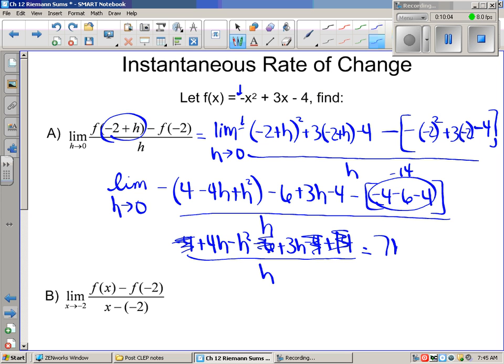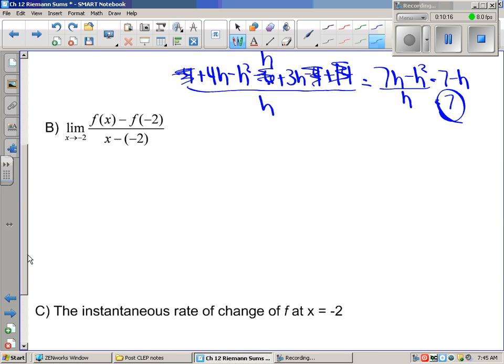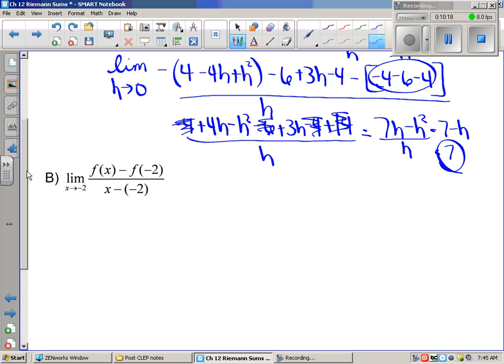So I have 7h minus h squared. I'm going to divide by h, which gives me 7 minus h. I'm going to plug in 0, so that means it's 7. All right, let's see this method. As I said to you before, I should expect to get 7, but how does this differ?